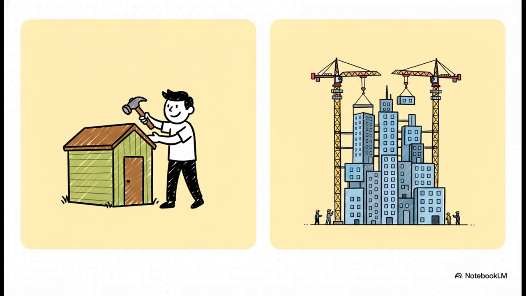First up, system size and complexity. I love this analogy. Are you building a simple garden shed or a massive skyscraper? I mean, for a simple app, an internal tool, a monolith is perfect. It's fast to build, it's easy to manage. But for a system that's so huge no single person could possibly understand all of it, well, you've got to break it apart into microservices, just like a skyscraper is built from smaller, more manageable parts.